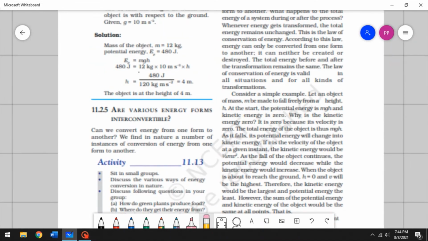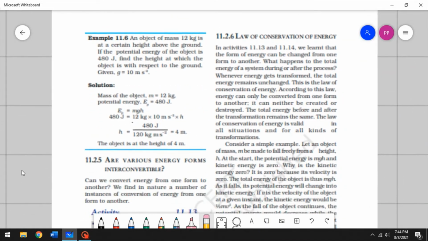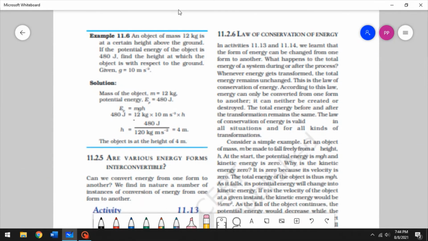Now there are two activities that you can try, and then we have the law of conservation of energy that I was just talking to you about. In the two activities, the latest activities that you did, you might have seen that one form of energy can be changed to another form, right? So what happens to the total energy of the system during or after that process? Whenever energy gets transformed, the total energy remains unchanged. That is the law of conservation of energy.